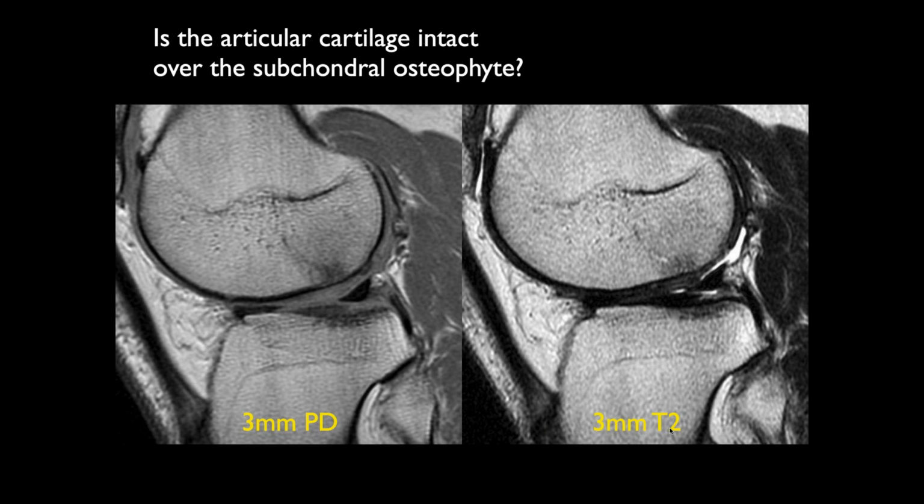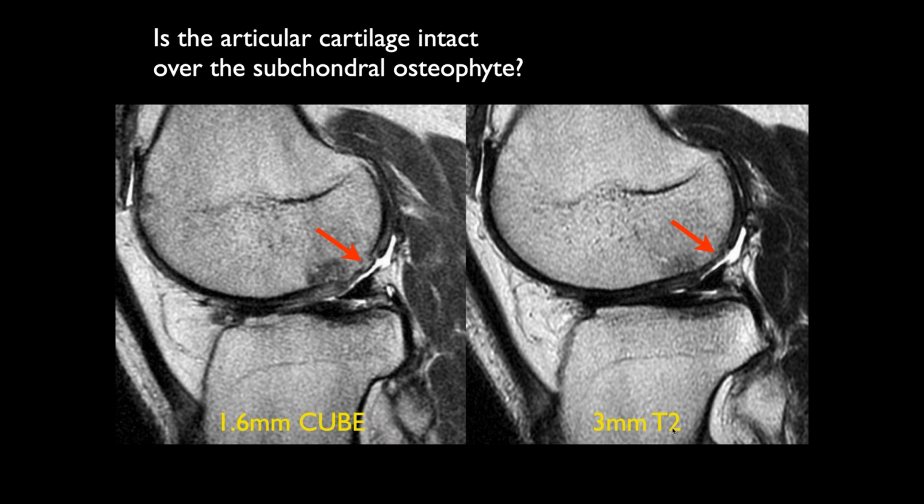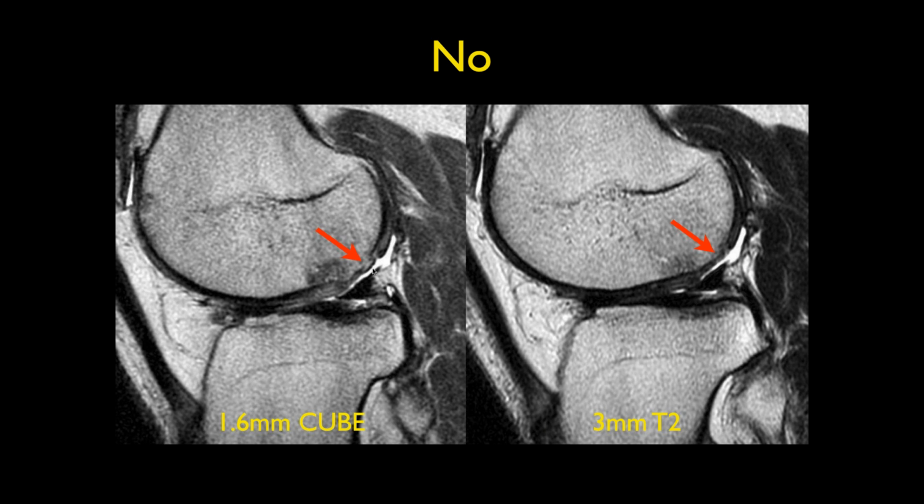All right, so here on the proton density sequence, we don't see the cartilage as well. It looks like there may be some irregularity of the subchondral bone plate, but then on T2 we can see fluid signal intensity extending all the way to the subchondral bone plate. So this is a grade 4 chondral defect, and then here we see on the thinner slice cube images that there's definite grade 4 chondral loss with subchondral osteophyte. Sometimes it's hard on these thicker cuts to determine that. The thinner cuts really allow us to see the morphology a lot better, and so this was a full thickness defect.